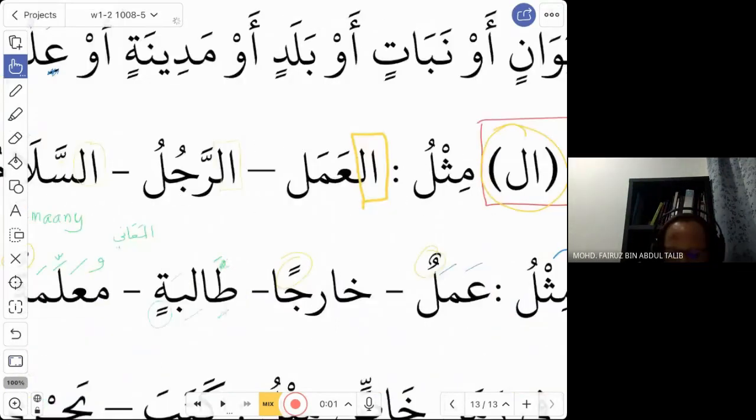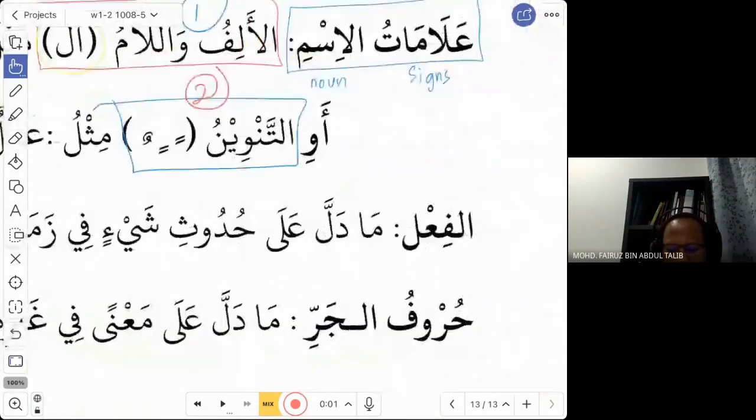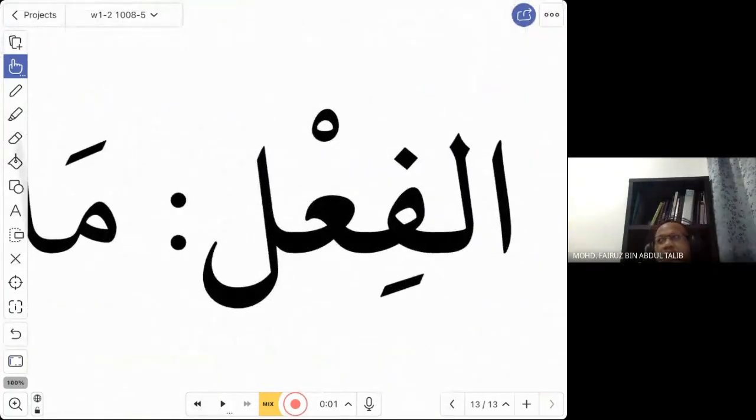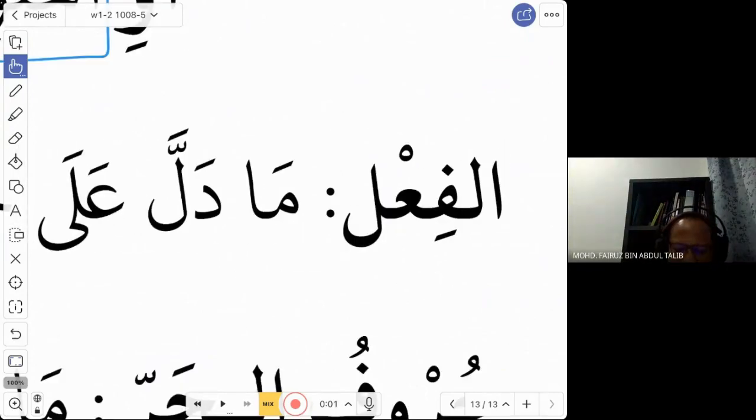Now we go down and we look at the brief, or the definition, of a fi'l. You know that a fi'l is an action, but sometimes the meaning is an action and it is not necessarily a verb. It can be a noun. So how do we know whether this is a verb? Like with a noun just now, you have a few signs, or you look at the definition: it is a person, it is an object, then you know it is a noun. So what about the fi'l? Let us look at the fi'l.